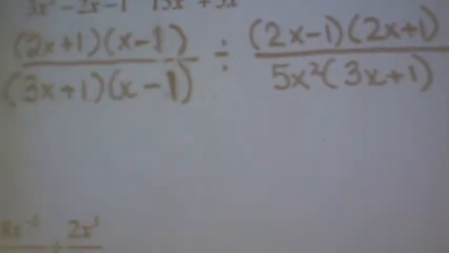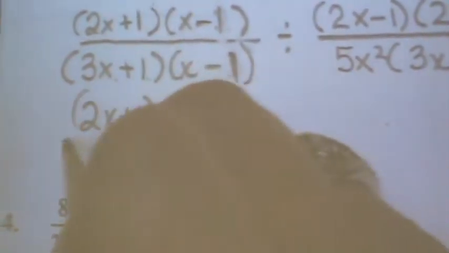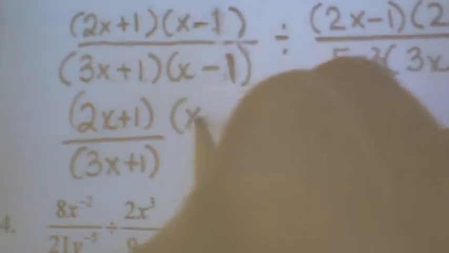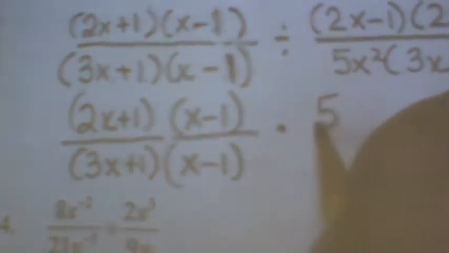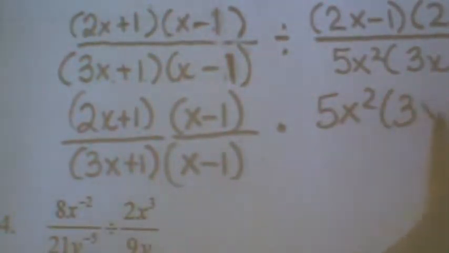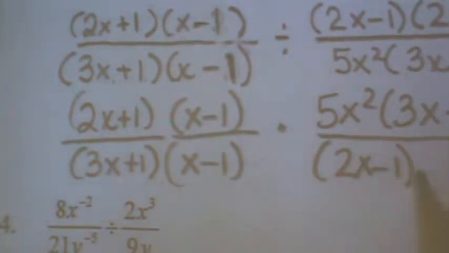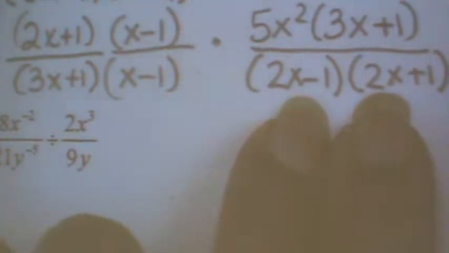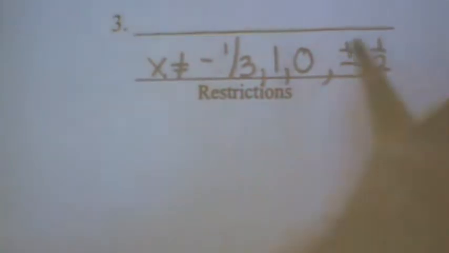Okay, now what do we do? Flip and multiply. Now we do our flipping and multiplying. Before we multiply and cancel, what should we do? State restrictions. State any more restrictions. Are there more restrictions? What are they? Plus or minus 1/2. So x cannot be plus or minus 1/2.